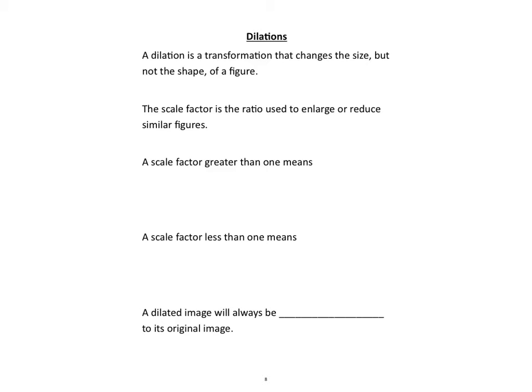So starting off with dilation, it pretty much means you're going to change the size but not the shape of the figure. It's the only one that will change the size. The other ones will just change the location on a graph. A dilation will actually change the size of it, and it is the only one that will do that. And what we do is we use a scale factor. If you think back to when we were doing proportions and talking about enlarged or reduced and scale factor, that was really doing a dilation.